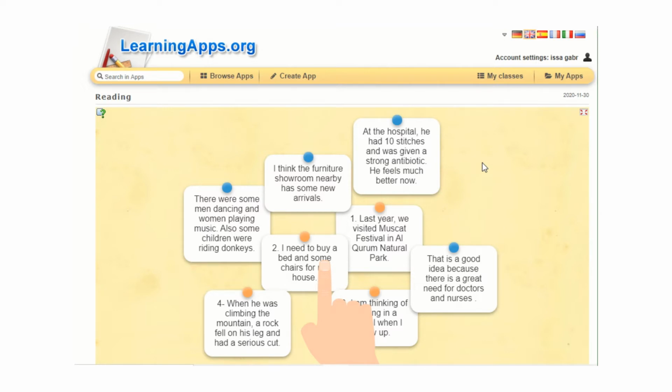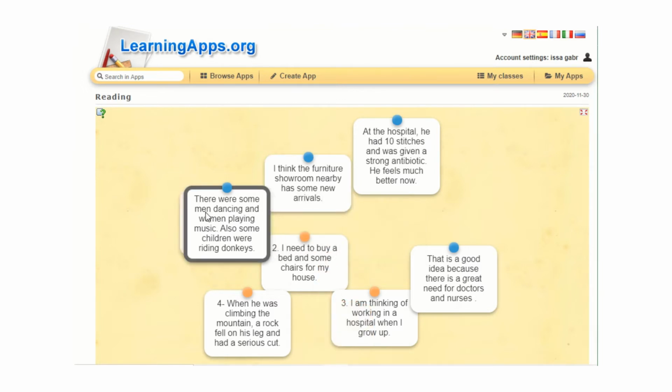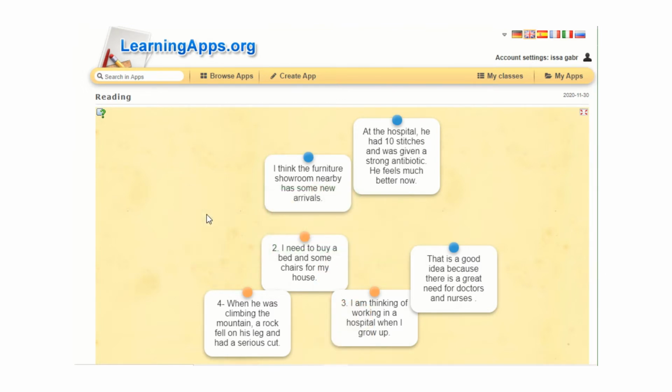Okay, I think this one. There were some men dancing and women playing music. Also some children were riding donkeys. So we can drag this text to this and they will disappear.